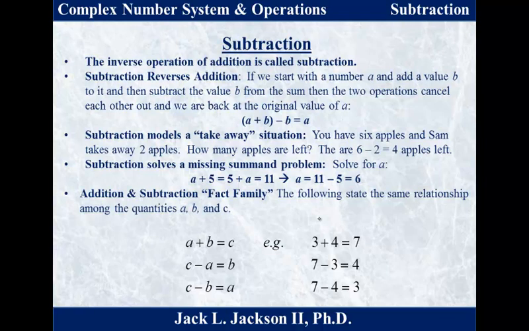So addition and subtraction form a fact family. The following relationship is the same relationship among the quantities a, b, and c. So in other words, if you say a plus b equals c, that's the same thing as saying c minus a equals b, or c minus b equals a. In fact, c minus a equals b is defined by a plus b equals c. So 3 plus 4 equals 7 is the same thing as saying 7 minus 3 equals 4, or 7 minus 4 equals 3. These are the same relationship among 3, 4, and 7. So on the right we have arithmetic, on the left we have algebra.